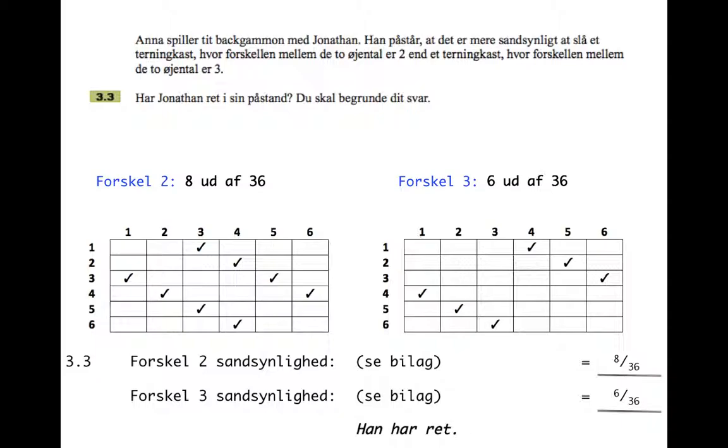So for my answer, I've written the probability of a difference of 2 and then C, the attachment. Then I'll have all of these tables neatly on a separate sheet, clearly labelled. That probability is 8 out of 36. And then the probability of a difference of 3, again, see the separate sheet, which I've clearly labelled, hopefully, is only 6 out of 36. And then having done the 2 calculations, make the comment, he's right.